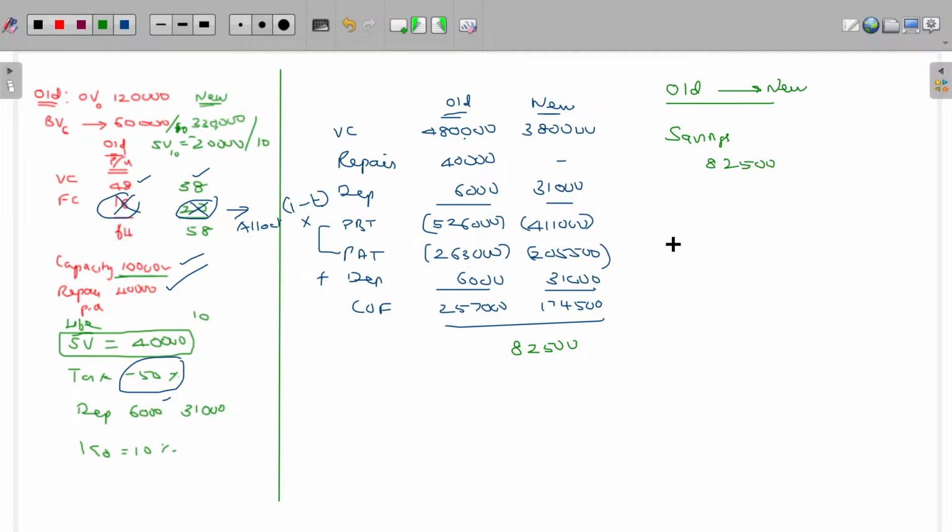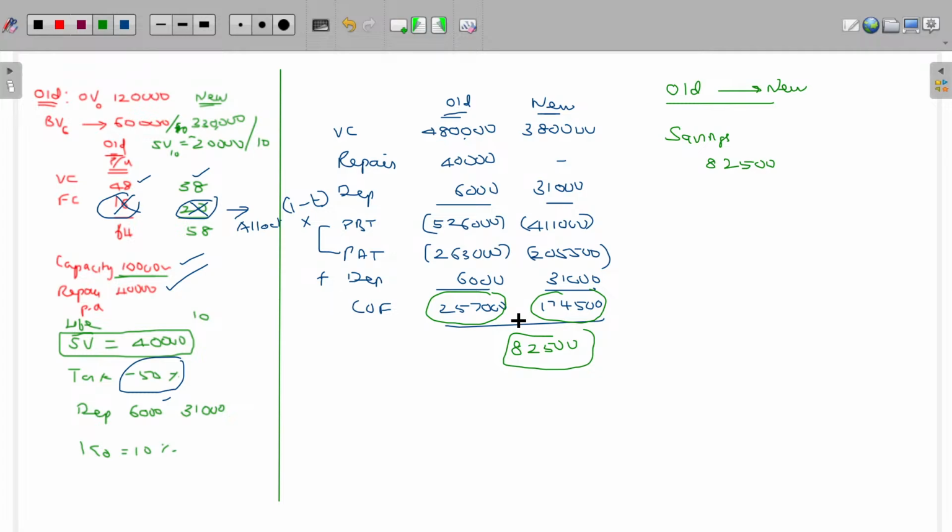In case of a replacement model, you have to calculate the incremental cost, incremental revenue, incremental savings. The cost of running using the old machine being 2,57,000, the new machine costing only this much. So you save 82,500. So the seller will demand you, sir, shift your old machine, go for the new machine. Because of shifting from old to new, you can save 82,500 rupees per year. For how many years? 10 years.